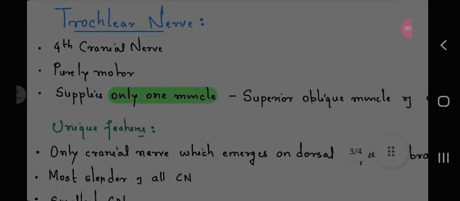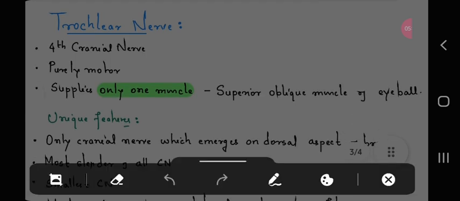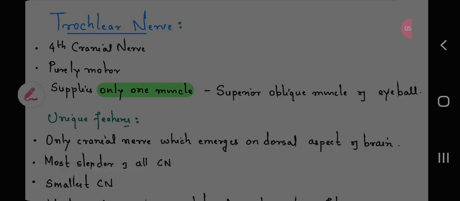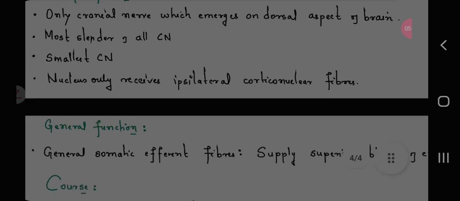Trochlear nerve, fourth cranial nerve, purely motor, supplies only one muscle, the superior oblique muscle of the eyeball. You can learn it by SO4. Unique features: only cranial nerve which emerges on the dorsal aspect of the brain, longest intracranial course of all cranial nerves, smallest cranial nerve. Its nucleus only receives contralateral corticonuclear fibers.